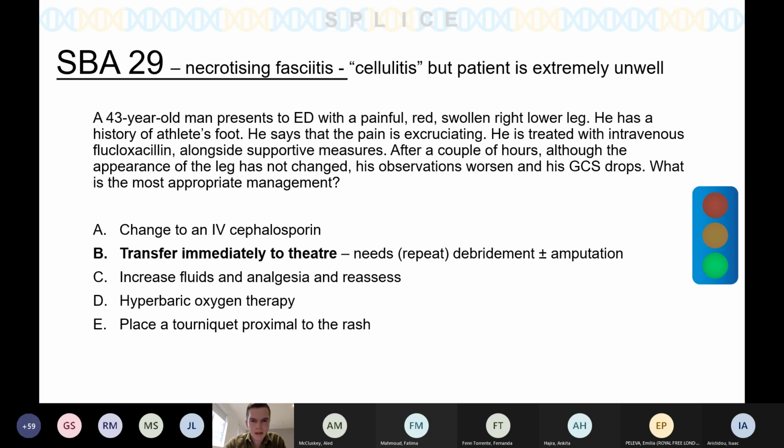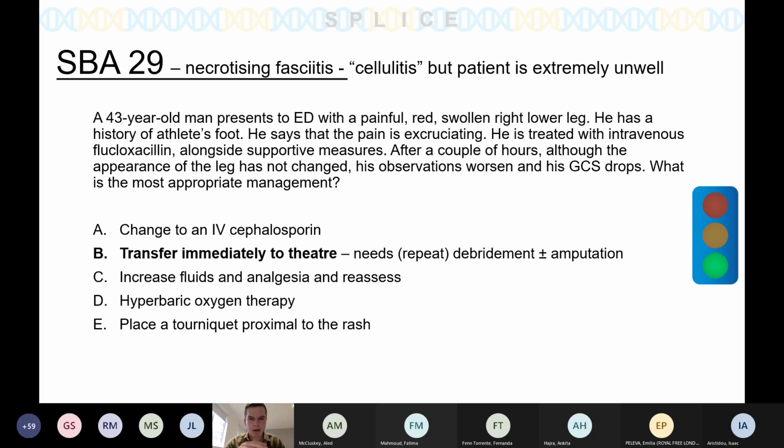Those of you who are really kind of picking apart the vignette will note that he's got athlete's foot. So necrotizing fasciitis, I think, can originate from even tiny breaks in the skin. So if he's got athlete's foot, he might have sort of cracks between the toes and what have you. And with some bad luck thrown in, a skin break can lead to necrotizing fasciitis. And so, yeah, the best thing is to take this guy to theatre and then have a look inside and see kind of how far up the limb it's affected.